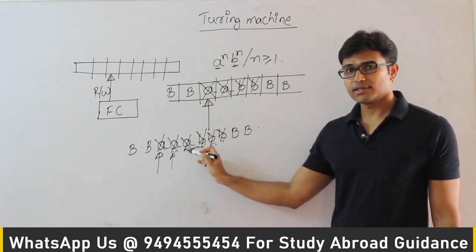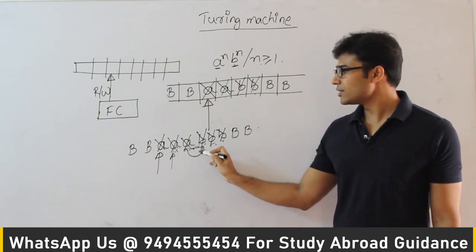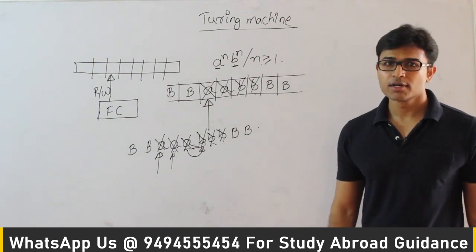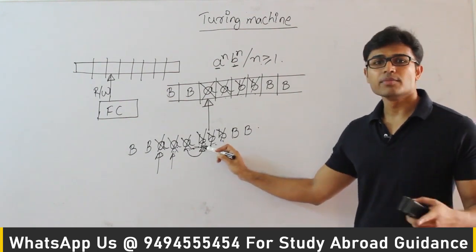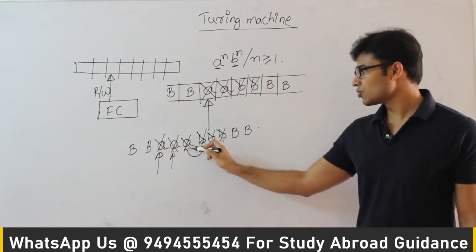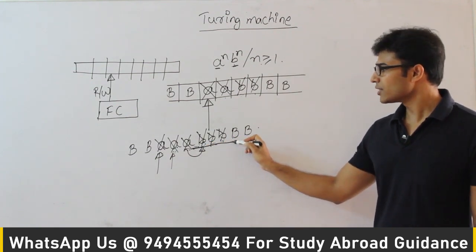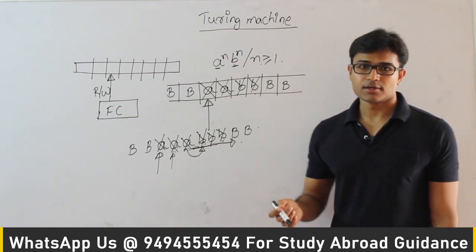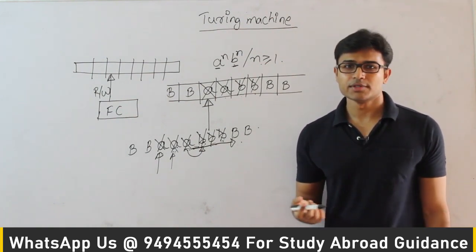And after the first X, if there is no A, if there is simply Y, what does that mean? It means that all A's are over. Now make sure that all B's are over or not, which means go to the right and see if all B's are over. If all B's are over, you can say that yes, it is accepted. All A's are followed by all B's, right?